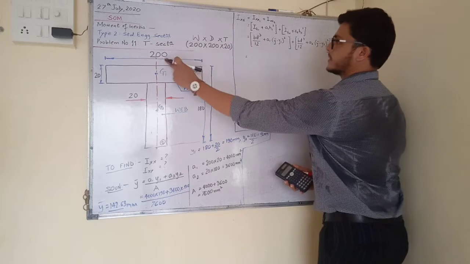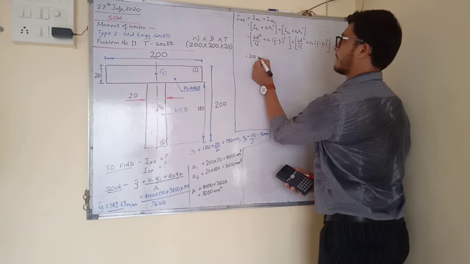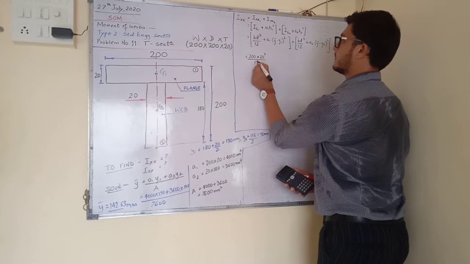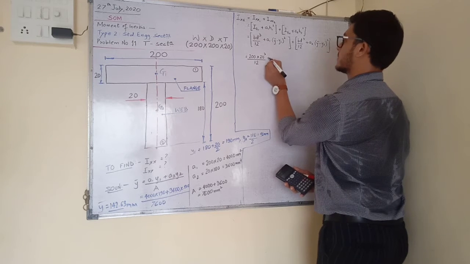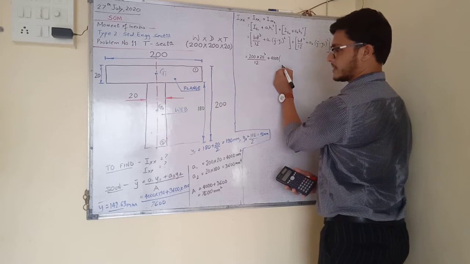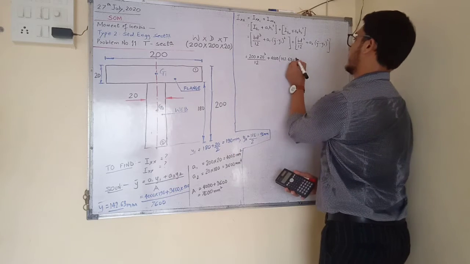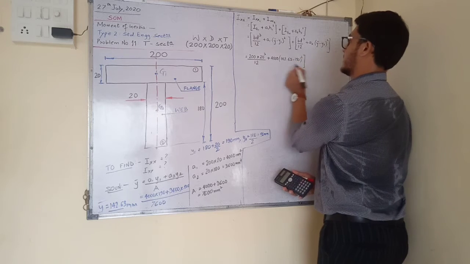First rectangle, B is 200, D is 20. 200 into 20 cube divided by 12 plus A1 is how much? 4000. Y bar minus y1. Y bar is 142.63 minus y1 is 190, whole square. This is the first bracket.